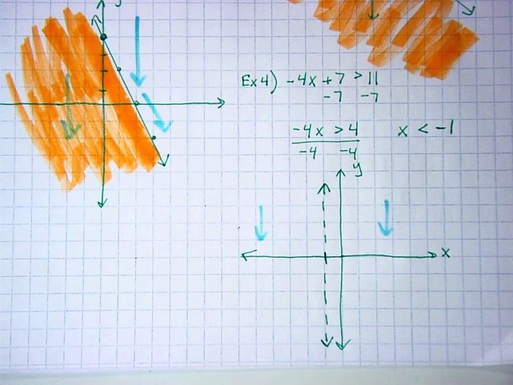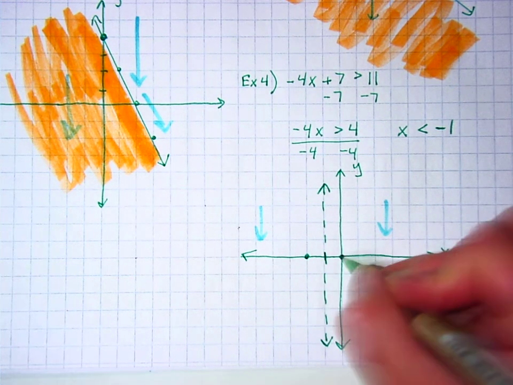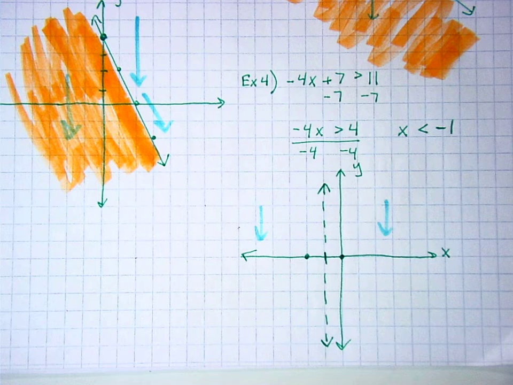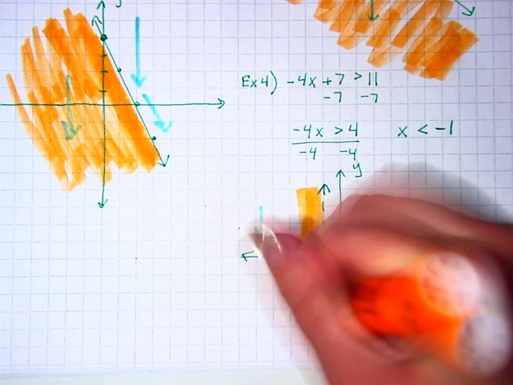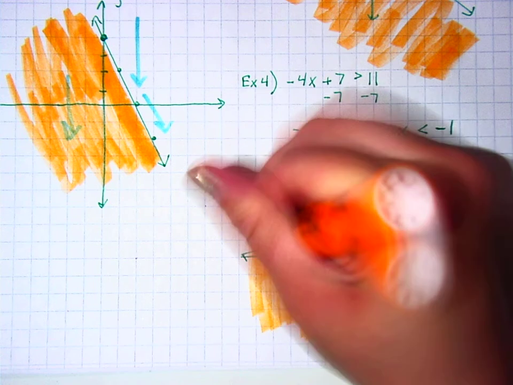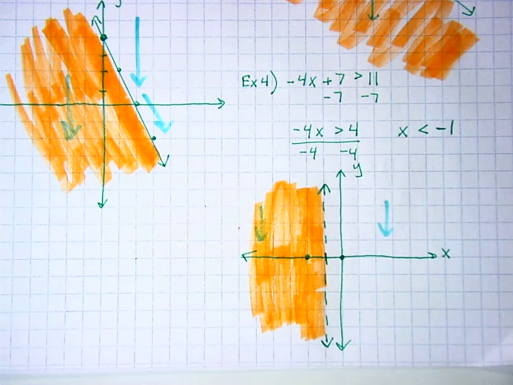So now you have to use a little bit of your brain power and think about where x is less than negative 1 would be. Well, let's test out some points. Over here is negative 2, and over here is 0. So which one is less than negative 1, negative 2 or 0? Negative 2 is the one that's less than it, so that is where you'd end up shading, to the left of it, because that's where all the numbers that are less than negative 1 are for x. And that's it.